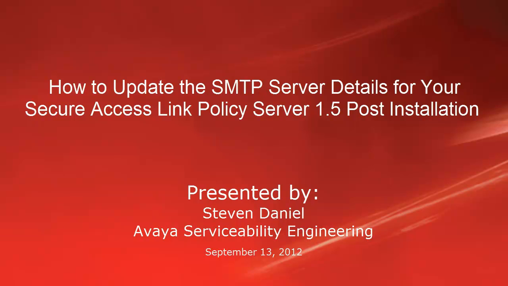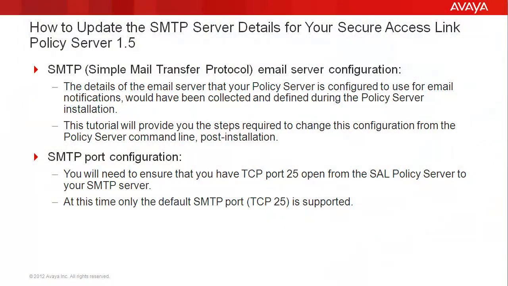This video will show you how you can update the SMTP server details for your Secure Access Link Policy Server 1.5 post-installation. Let's take a look at a few important points before we begin. The details of the email server that your policy server is configured to use for email notifications would have been collected and defined during the policy server installation. This tutorial will provide you the steps required to change this configuration from the policy server command line post-installation.